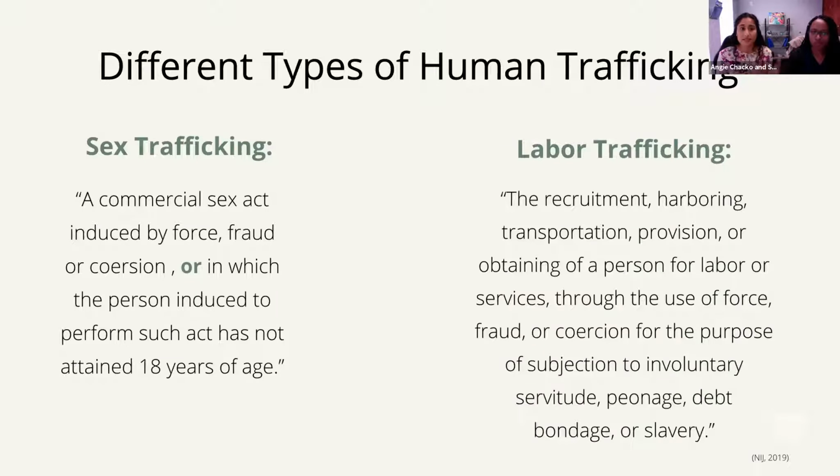So sex trafficking is a commercial sex act induced by force, fraud, or coercion in which the person is forced to perform such an act. Or for minors, if they're under the age of 18, force, fraud, or coercion does not need to be proven. If they're under the age of 18 and they're engaging in commercial sex acts, it's automatically sex trafficking, human trafficking. And then labor trafficking is the recruitment, harboring, transportation, provision, or obtaining of a person for labor or services through the use of force, fraud, or coercion for the purposes such as involuntary servitude, peonage, debt bondage, or slavery.